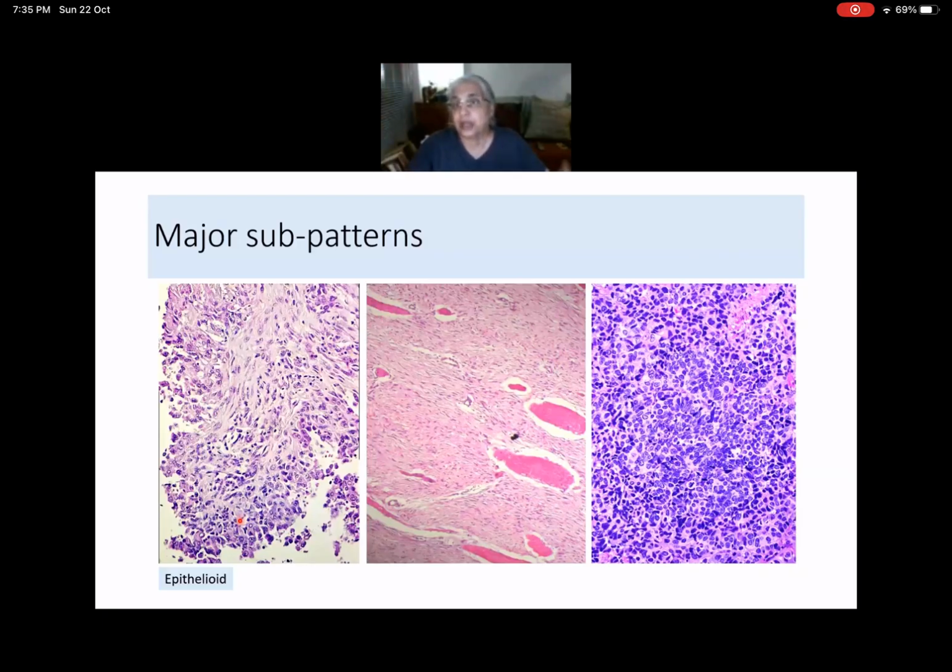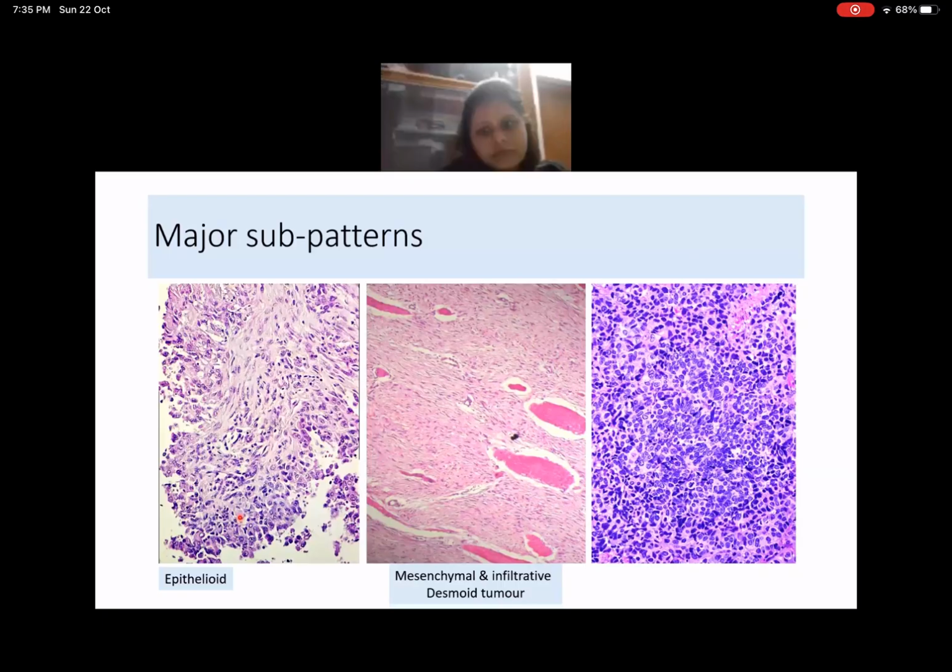Okay? That is what patterns are about. Patterns are not about cells, not about derivation, not about the histogenesis of this lesion. A pattern is a pattern. Histogenesis is a completely different issue. And it's still not finished over here. So you're absolutely right. This is mesenchymal, it's infiltrative, and it happens to be a desmoid tumor.